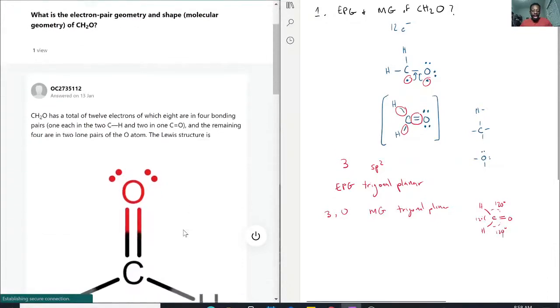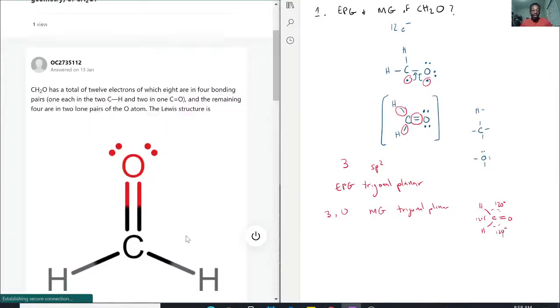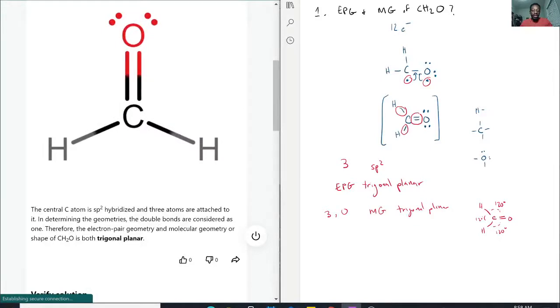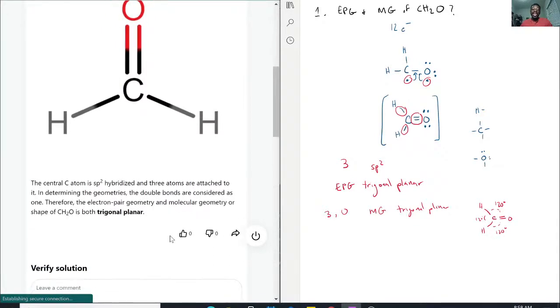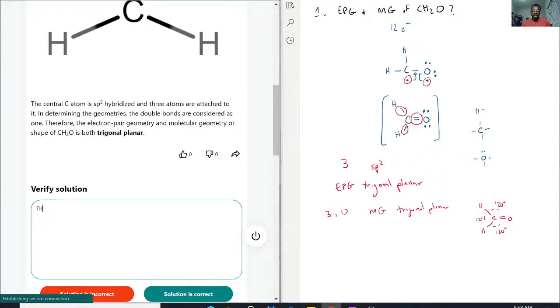So let's see what they have here. Yep, that's what we got for the Lewis structure. And it is trigonal planar for the electron pair geometry and the molecular geometry. So this is correct.